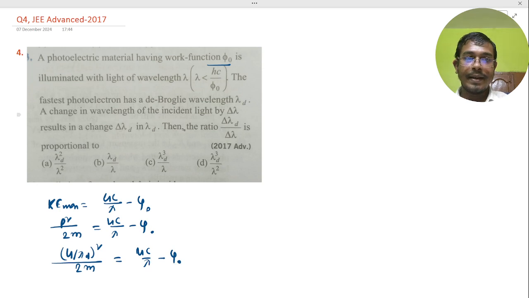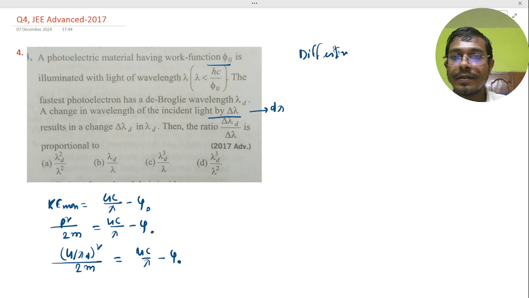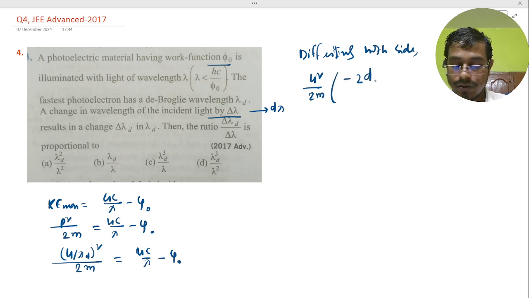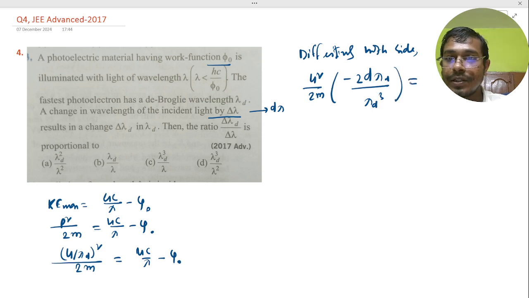This line is very important: here del lambda means d lambda, differentiation. So assuming small change, differentiating both sides. Now differentiating both sides, h square by 2m is constant outside, and differentiating here, d lambda d divided by lambda d cube is equal to minus hc by lambda square.